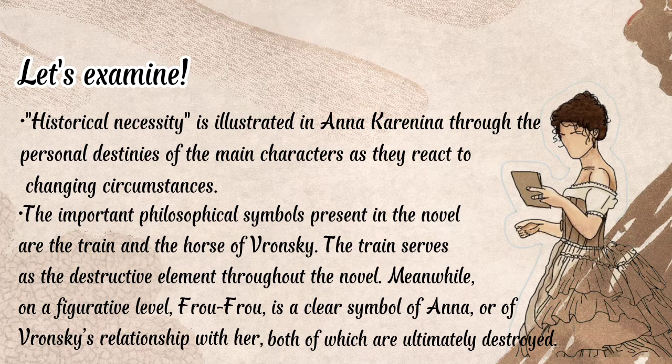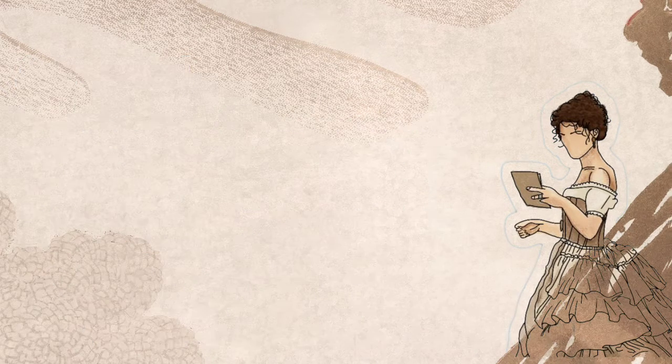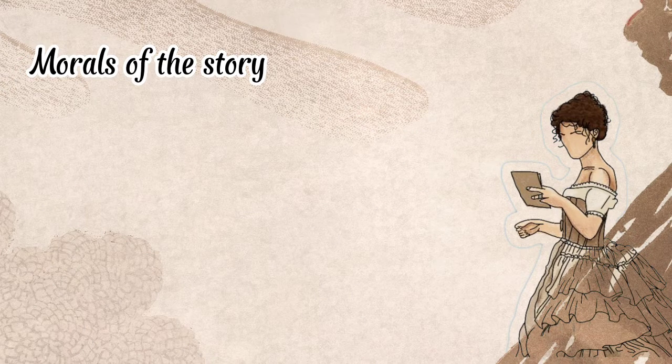The race is a matter of life and death for both woman and horse. Ultimately, the horse's death is a needless result of someone else's mistake, just as Anna's death seems unfair, a tragic waste of a beautiful life. So here are the morals or lessons that we can get from the novel.